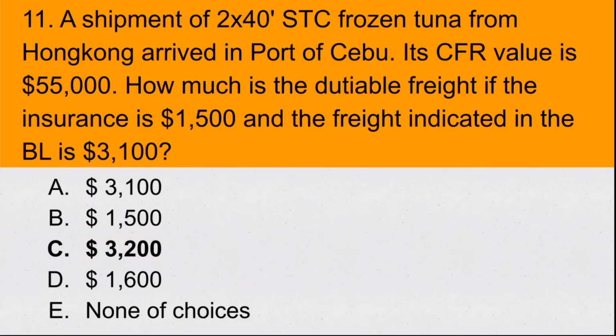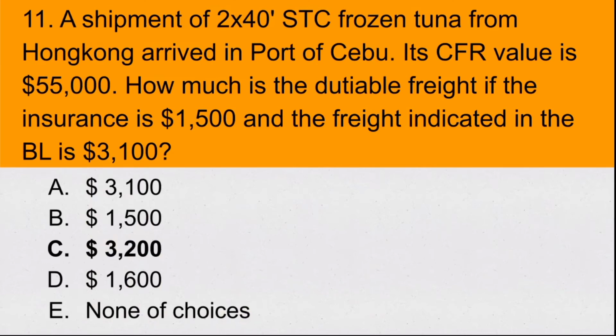Number 11. A shipment of 2x40 STC frozen tuna from Hong Kong arrived in Port of Cebu. Its CFR value is $55,000. How much is the dutiable freight if the insurance is $1,500 and the freight indicated in the bill of lading is $3,100? Letter A, $3,100, B, $1,500, C, $3,200, D, $1,600, or E, none of the choices. So our answer here is $3,200, letter C.